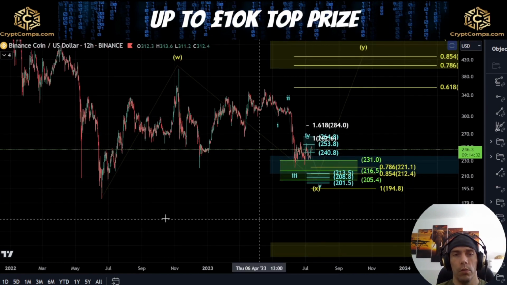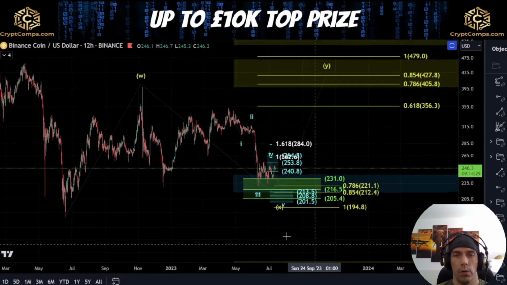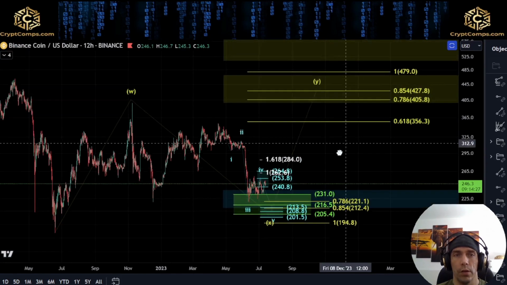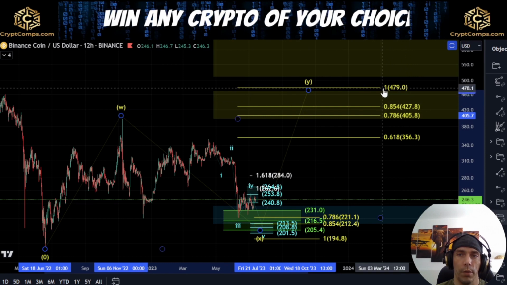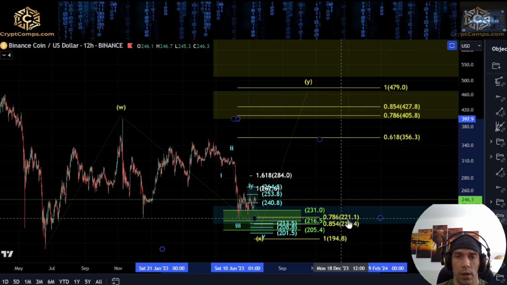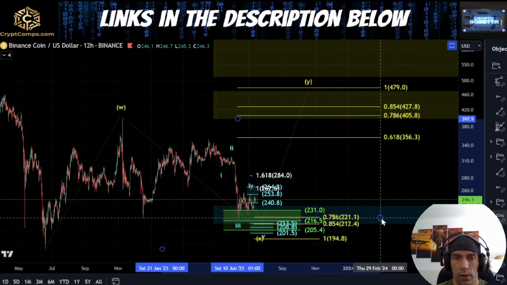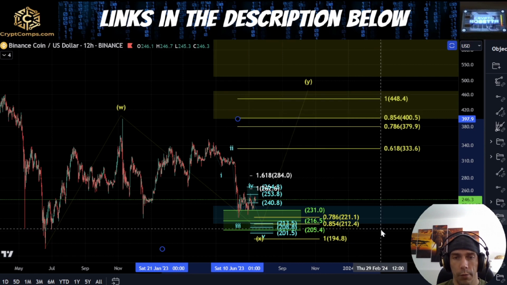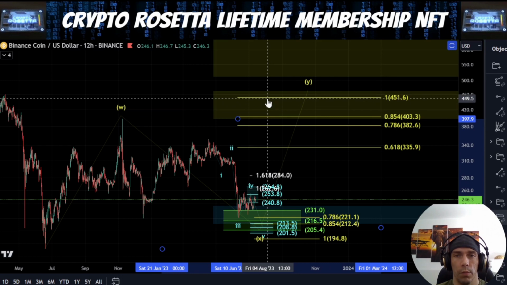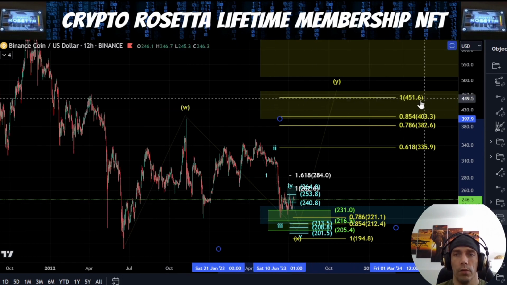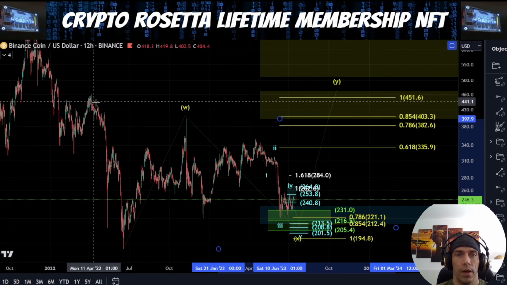Now if we do actually push down in this way, what we could then see is that possibility of still having a Y wave to the upside here, which our 1-to-1 would actually be up here towards this 479. So this would be off of this current low. If we did come down deeper here, then potentially what we could see 1-to-1 would bring us back up towards this 451, which would be bringing us back into this high here.